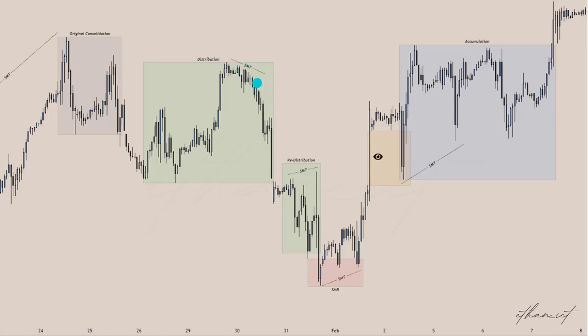And you can notice every time I annotate SMT within these phases, you see expansion right away. Once again here, redistribution, SMT on the highs, expansion right away. So down here, we finally got that smart money reversal, right? SMT divergence on the lows. And so we started to displace higher. So the second wave of SMT divergence, we expand in the market.